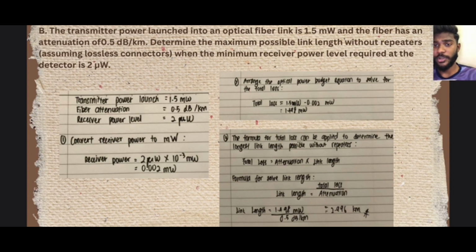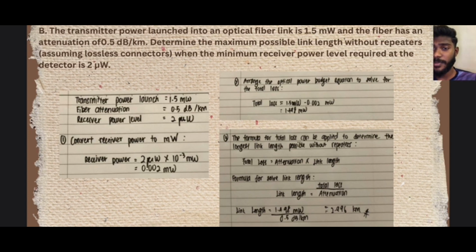Let's move on to B question. The transmitter power launched into an optical fiber link is 1.5 megawatts and the fiber has an attenuation of 0.5 decibels per kilometer. Determine the maximum possible link length without repeaters, assuming lossless connectors, when the minimum receiver power level required at the detector is 2.